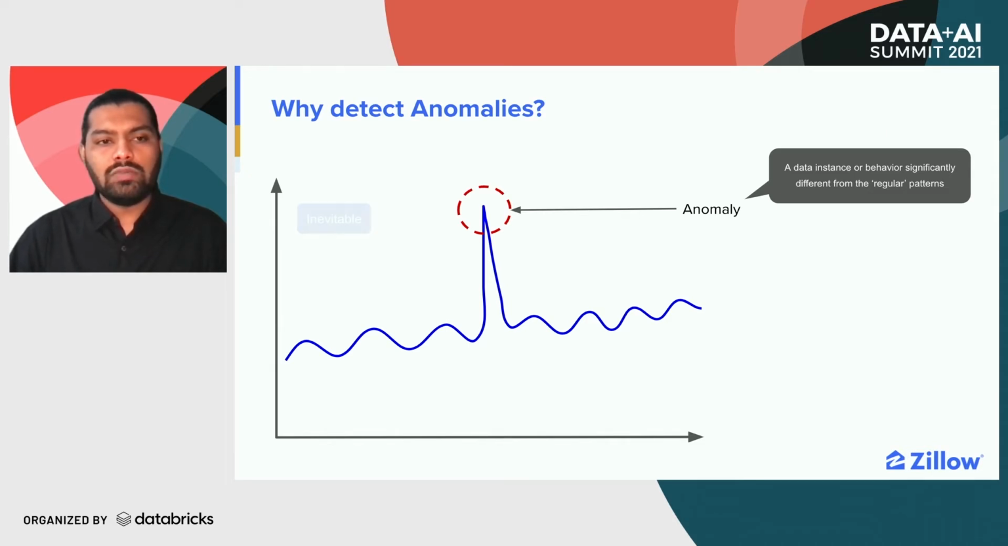And why is it important? Because these kinds of anomalies are inevitable. Anomalies are going to happen within your data, and you just want to make sure you figure that out or detect them. They are going to be complex. The reason is that your time series trend might have different seasonalities.